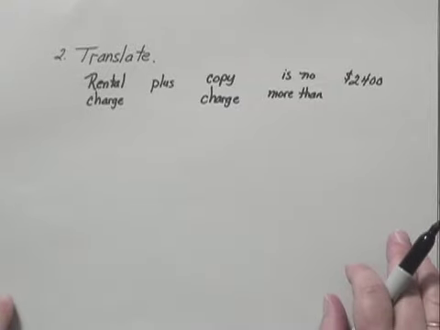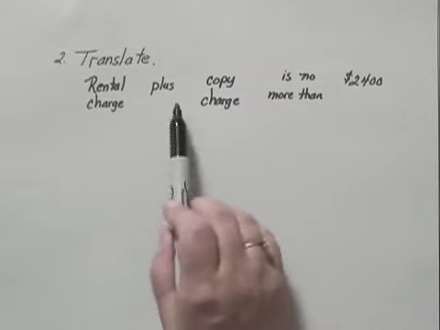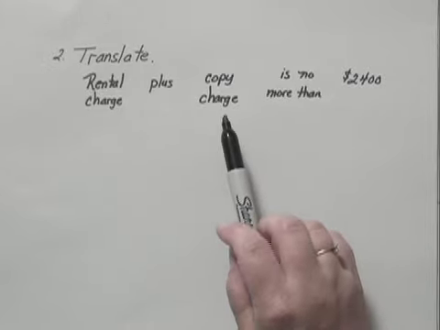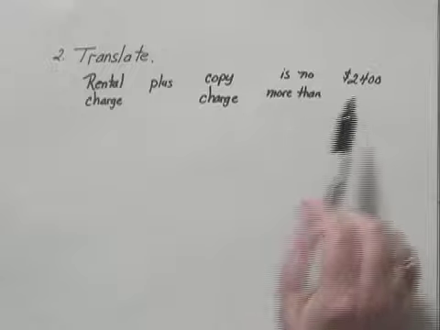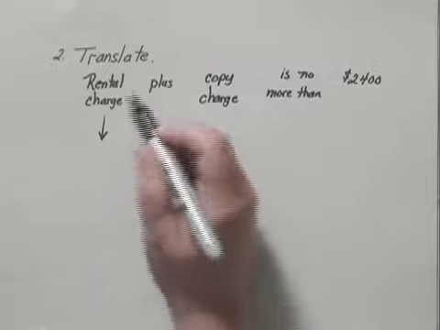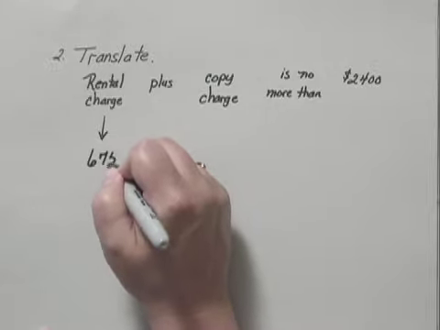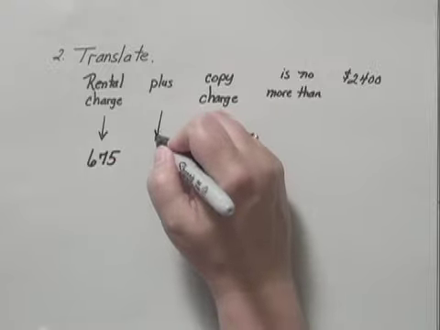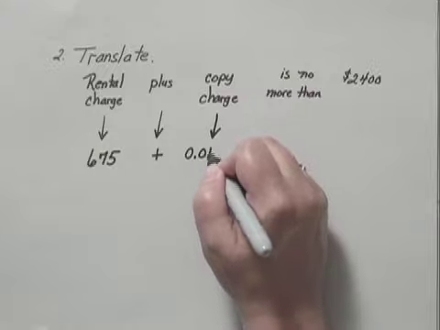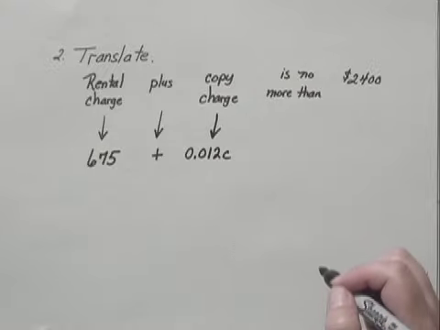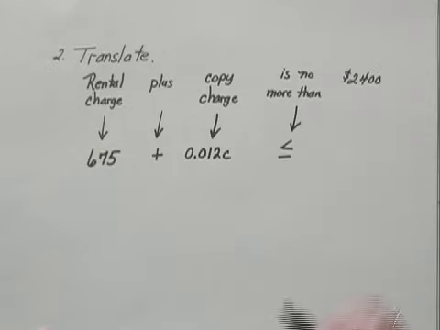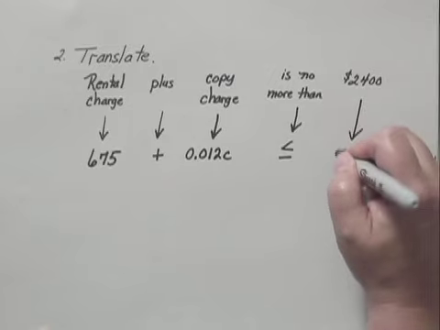When we think about the total charge, we have the rental charge plus the copy charge, which we worked on in the familiarize step. And from the problem, we know that that is no more than $2,400. So we can translate: the rental charge was $675, and everything's in dollars, plus the copy charge was 0.012 C, is no more than, which translates to less than or equal to, 2,400.